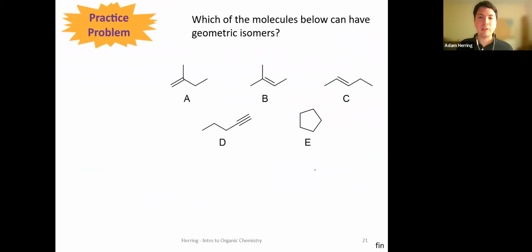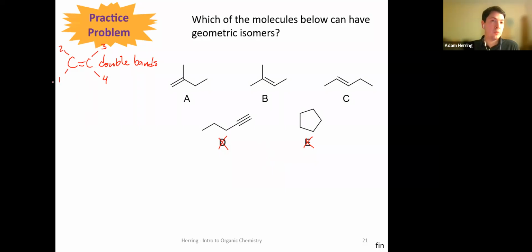All right, so here's a practice problem for you. I'd like for you to identify which of these molecules could have geometric isomers. Welcome back. So in order for a molecule to have a geometric isomer, we need to have carbon-carbon double bonds. Okay? And that then eliminates D and E. The next thing that we do is we look at the groups on either side of those carbon-carbon double bonds. We'll label them 1, 2, 3, and 4.